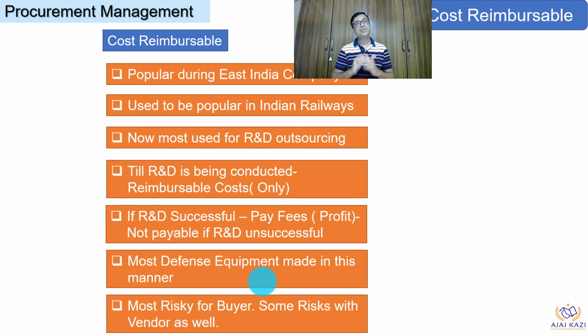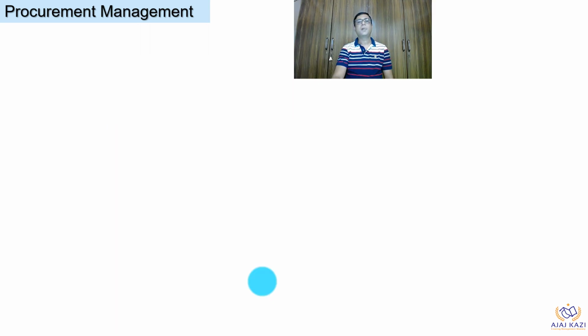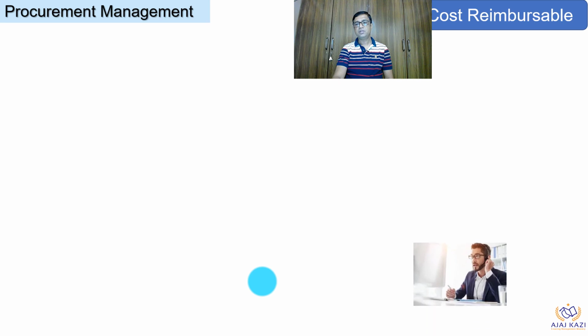Most defense equipments are made in this manner. This is the most risky for the buyer, but there is some risk for vendors because if the R&D is failed, vendors cannot get any profit. But whatever cost comes, the customer or the buyer has to give it to the vendor. And if the R&D is successful, again the fees have to be paid to the vendor. So let us look at how it happens. The customer over here, right? He wants to build next generation fighter planes.